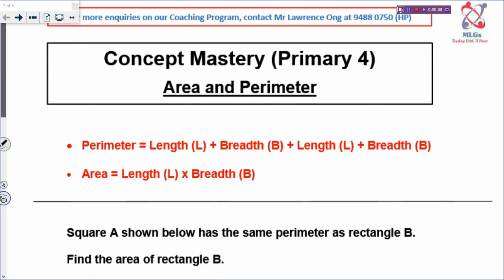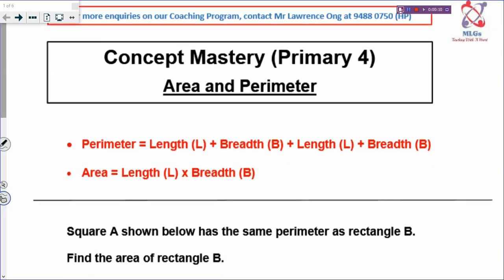So it's a continuation of Primary 3. At Primary 3 level, we should have done area and parameter. So when we come to P4, we are still doing the same topic, but the problems will of course get a little tougher. So before we start the lesson, you have to revise.